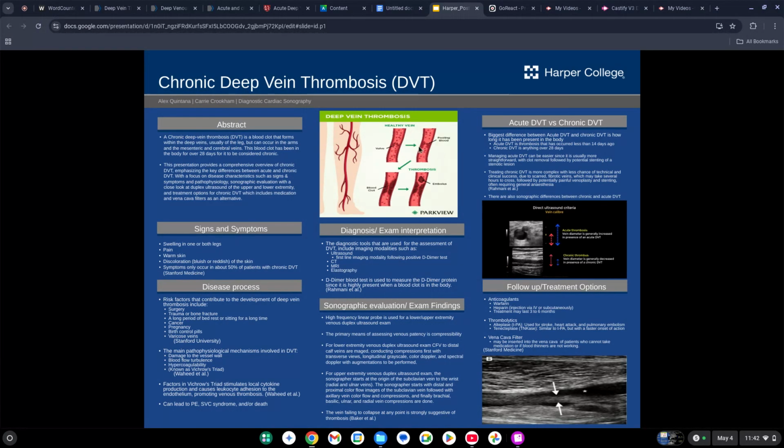Here you can see an image of the process of how these DVTs come up.